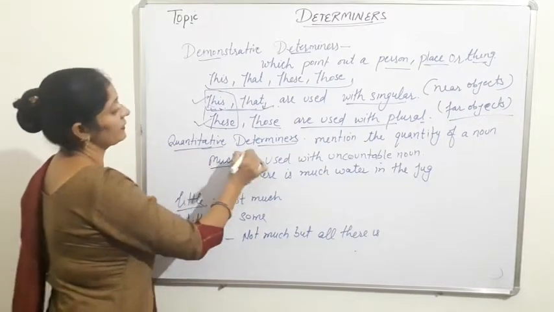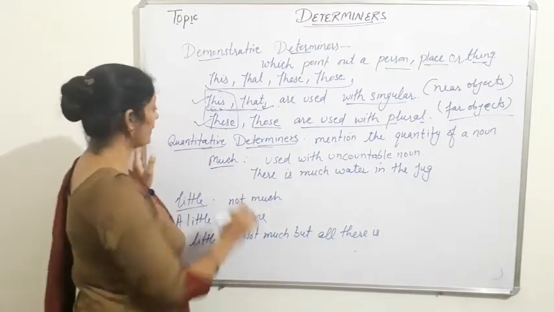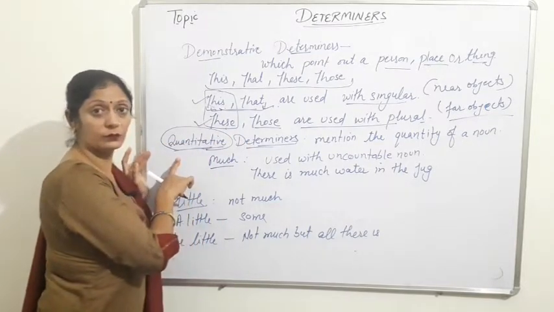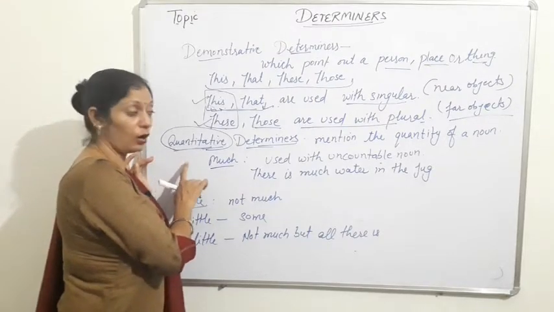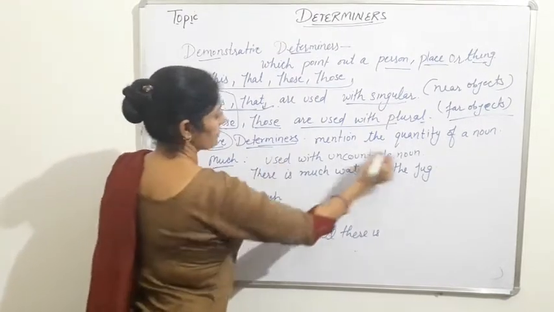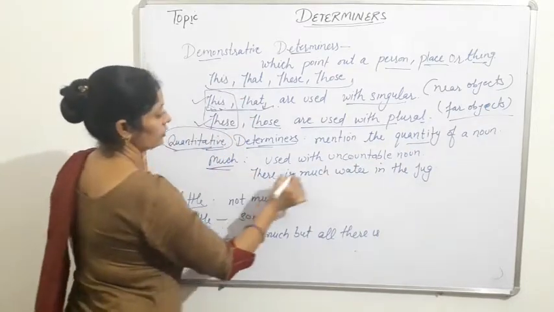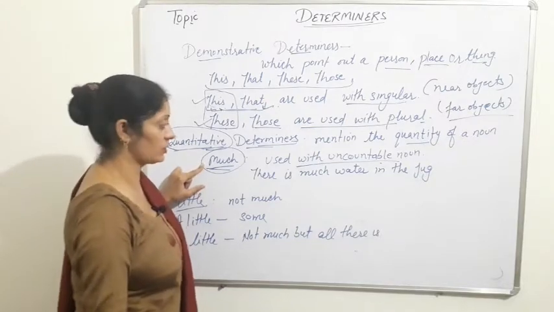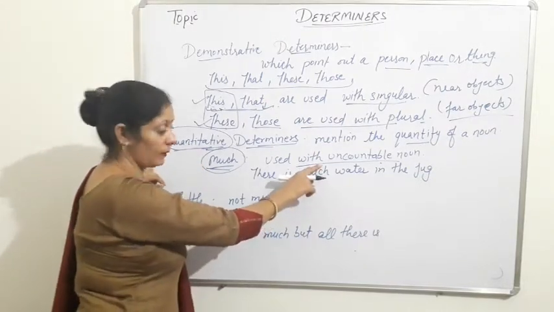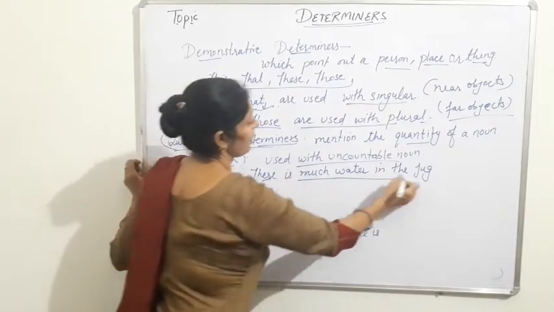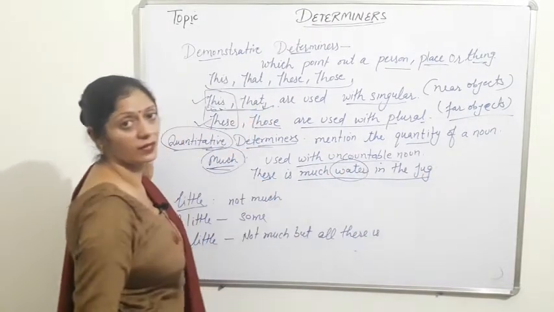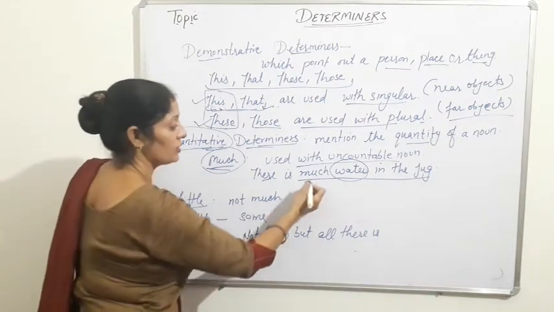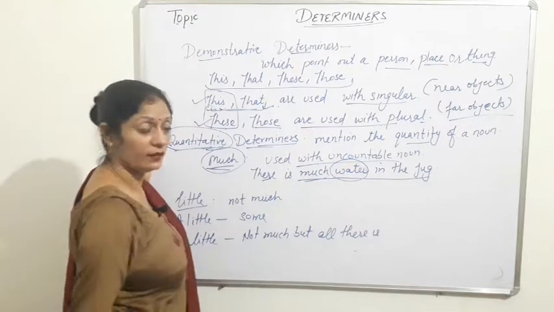Next one is quantitative determiners. Quantitative, as is clear from its name, shows the quantity of a noun, not number. It is always used with uncountable nouns. First quantitative determiner is much, and it is used with uncountable nouns. As I say, there is much water in the jug. Water is uncountable. We can measure this. We can tell its quantity. So much is used here. There is much water in the jug.